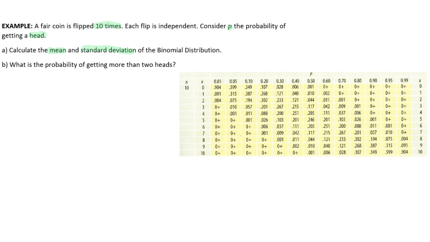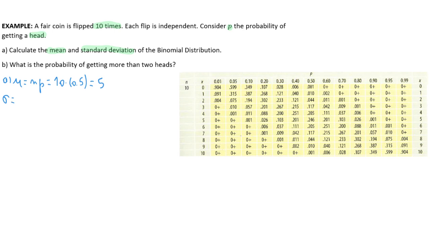So this is the easy part of this exercise. The mean, mu, is equal to NP, that is equal to 10 times 0.5, equals 5. It means we expect to have 5 heads in 10 trials. That makes sense.